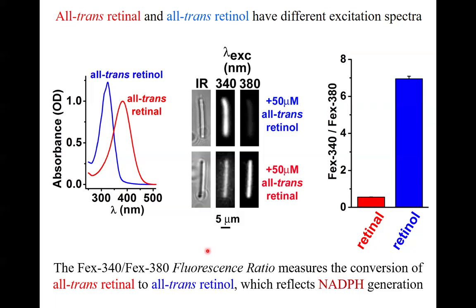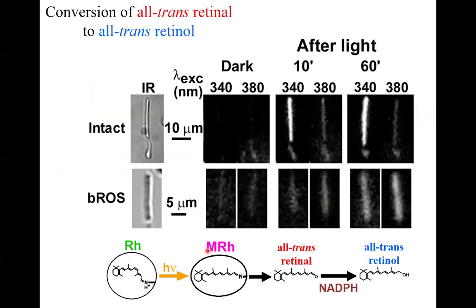So does this work? And yes, it does. This is actually an intact, and by intact I mean metabolically intact, rod photoreceptor, isolated. This is the outer segment. This is the inner segment with the metabolic machinery. And this is a broken off rod outer segment, which has no connection to metabolic machinery. These are dark adapted cells, so they start with a full complement of rhodopsin.